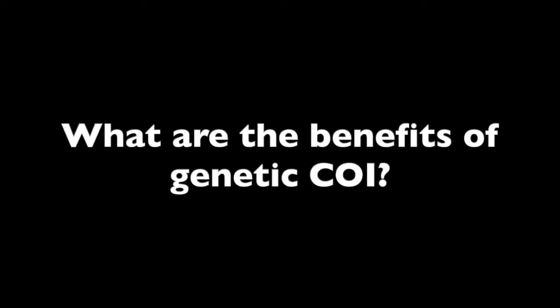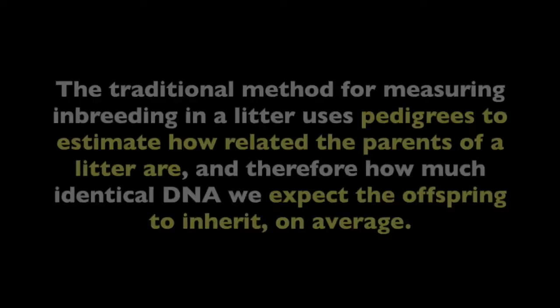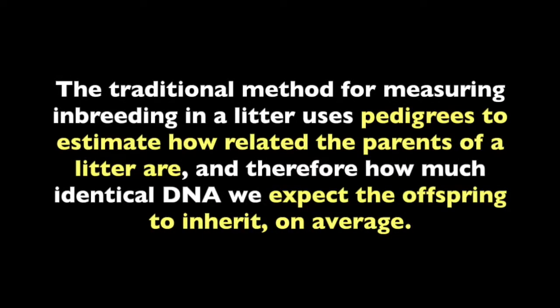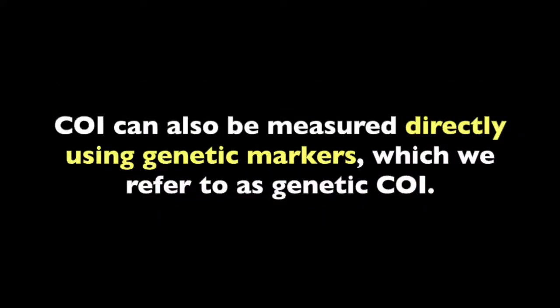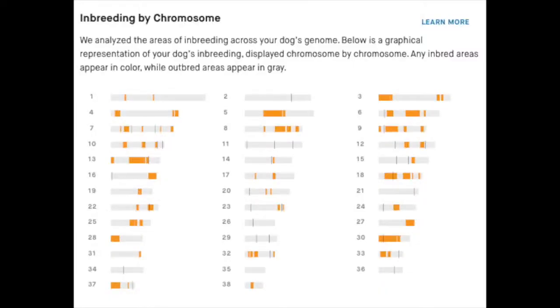What are the benefits of genetic COI? The traditional method for measuring inbreeding in a litter uses pedigrees to estimate how related the parents of a litter are, and therefore how much identical DNA we expect the offspring to inherit on average. COI can also be measured directly using genetic markers, which we refer to as genetic COI. Generally speaking, larger numbers of genetic markers lead to more accurate measurements of genetic COI. Genetic estimates of COI have a few advantages.